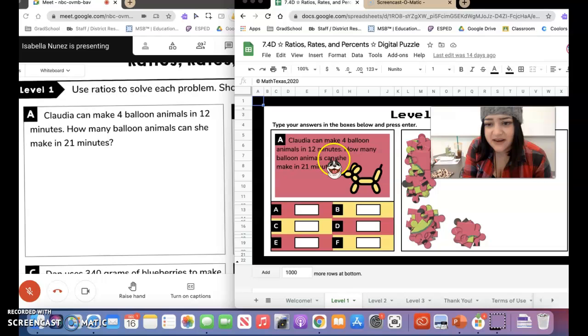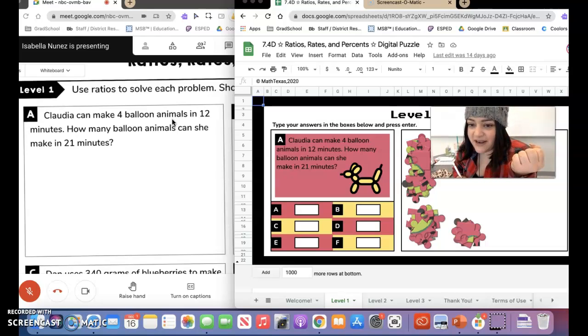Your question is right here, and then once you start putting the correct answers, this box will turn green and all of these puzzle pieces will make a picture. So this first question, Claudia can make 4 balloon animals in 12 minutes. How many balloon animals can she make in 21 minutes? So this is a proportion, and I know that because I have 3 numbers and I'm trying to find the 4th number. That's usually a hint for how we know that we're making a proportion.